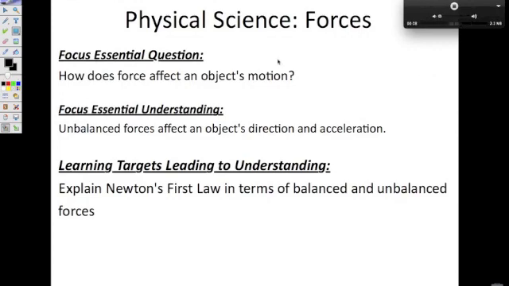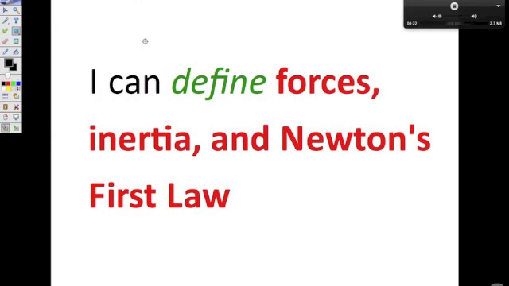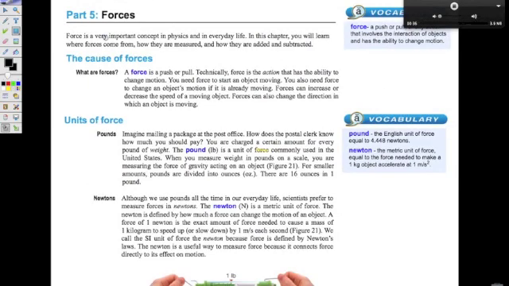So let's get started. The first success criteria we'll focus on is at the beginning level. I can define forces, inertia, and Newton's first law. Please follow along as I read the reading out loud and fill in your guided notes as we go. Remember, you can pause the video whenever you want. So first we need to define what forces are.